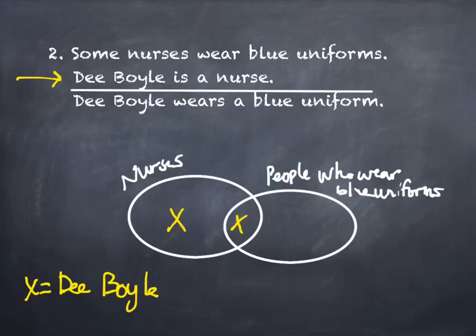It gives me this picture with my yellow. The third sentence says D. Boyle wears a blue uniform. We can't be certain about that. Could she? She could, but she also couldn't. She doesn't have to, right? So the argument is invalid.